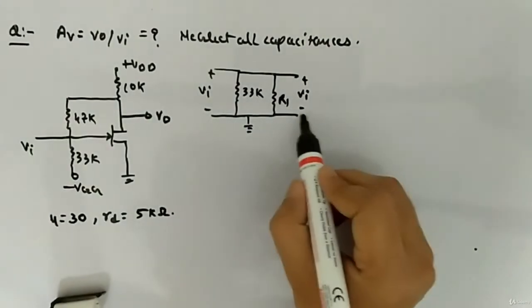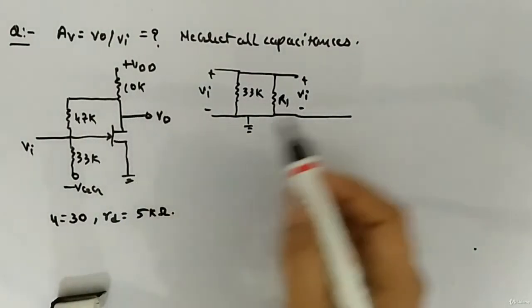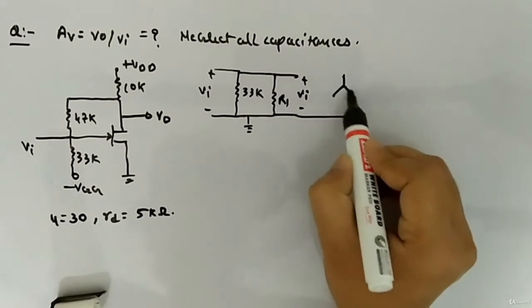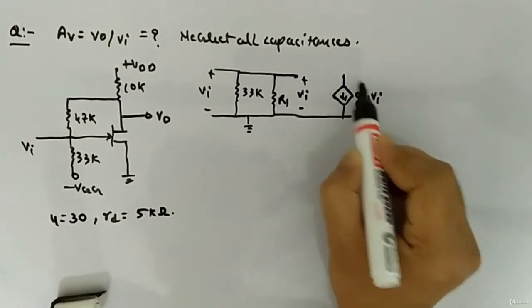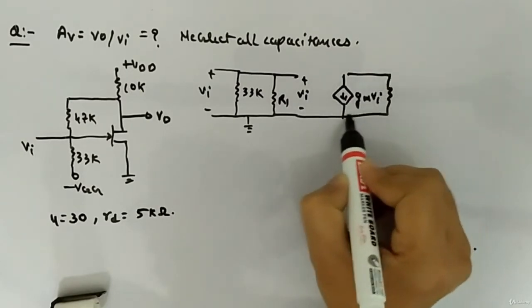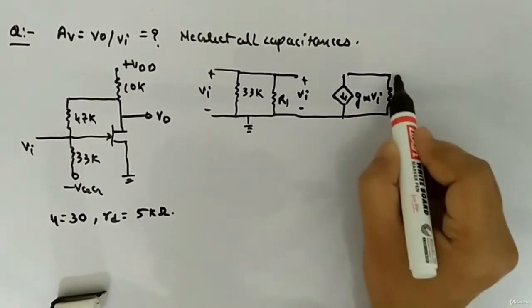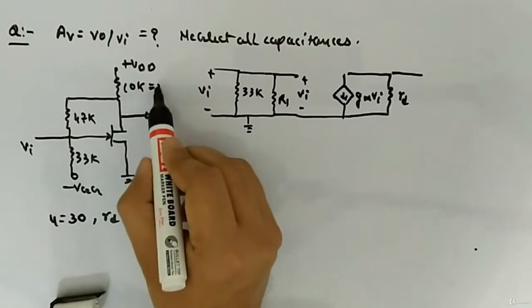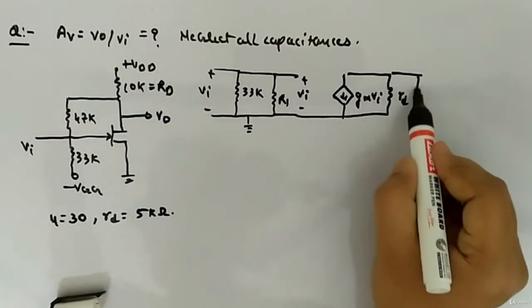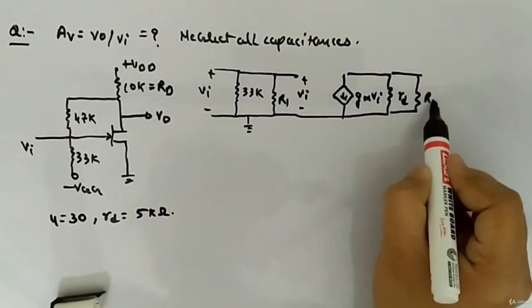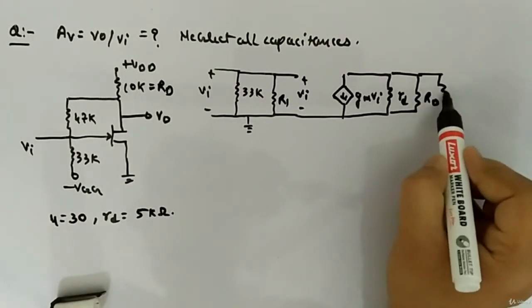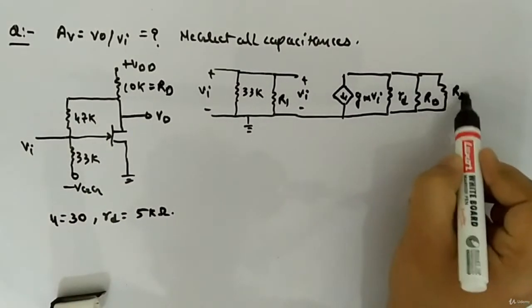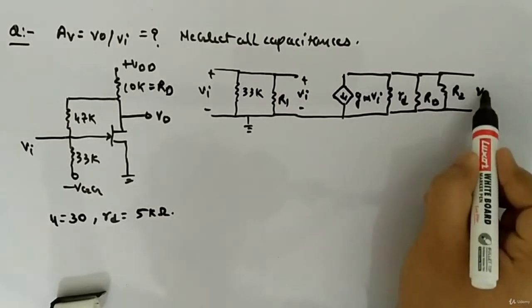Then coming to the output side, we have this FET. So I'll write gm Vi, then the internal resistance, small rd, then this is your capital RD. Then what else you have? The Miller part of this resistor, which I'm calling R2. And at the last you have V out.